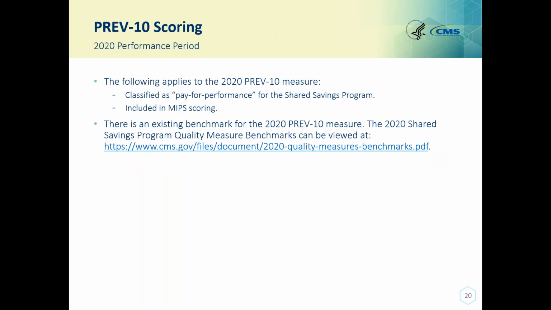The following applies to the 2020 Prev 10 measure. It is classified as pay for performance for the shared savings program, and it's included in MIPS scoring. There's an existing benchmark for the 2020 Prev 10 measure. The 2020 shared savings program quality measure benchmarks can be viewed at the URL listed on this slide. Next slide, please.